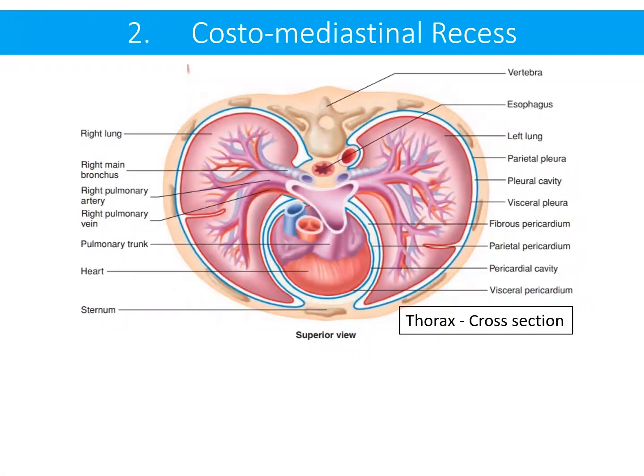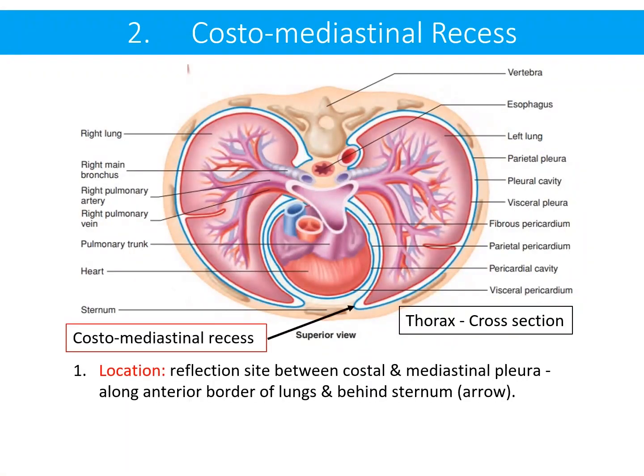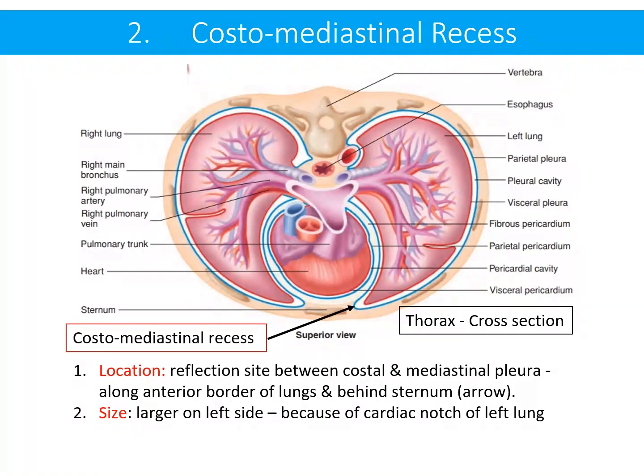Costomediastinal recess is located at the reflection site between costal and mediastinal pleura along anterior border of lungs behind sternum, as shown by black arrow. Its size is larger on left side because of cardiac notch of the left lung.